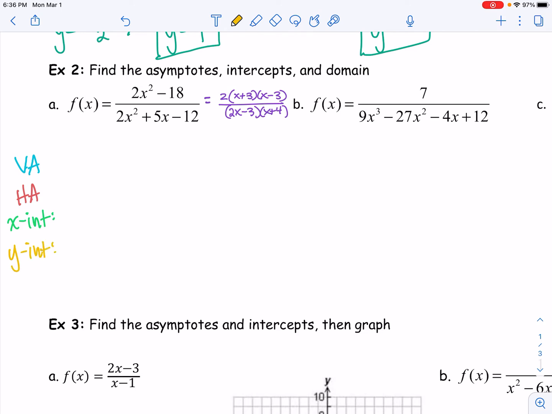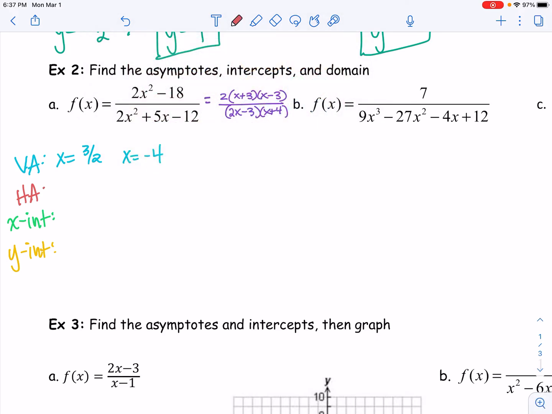Okay. So vertical asymptotes, we set our denominator equal to 0. So my denominator is 2x minus 3 times x plus 4. When I set the factor of 2x minus 3 equal to 0, I add the 3, divide by 2, so I get x equals 3/2. That is a vertical line. I also need to set x plus 4 equal to 0, so that means I get x to be negative 4. So 2 vertical asymptotes here.